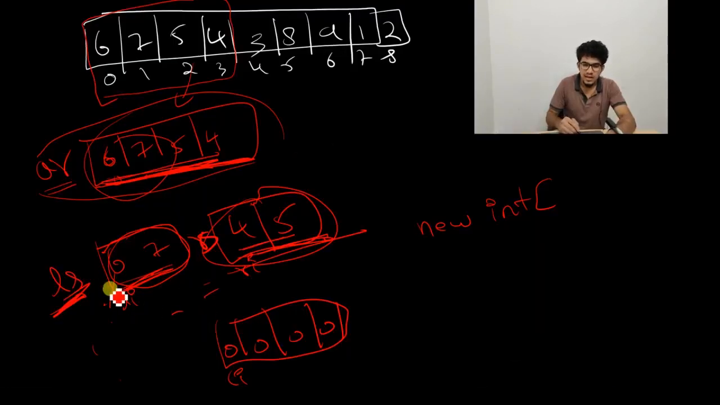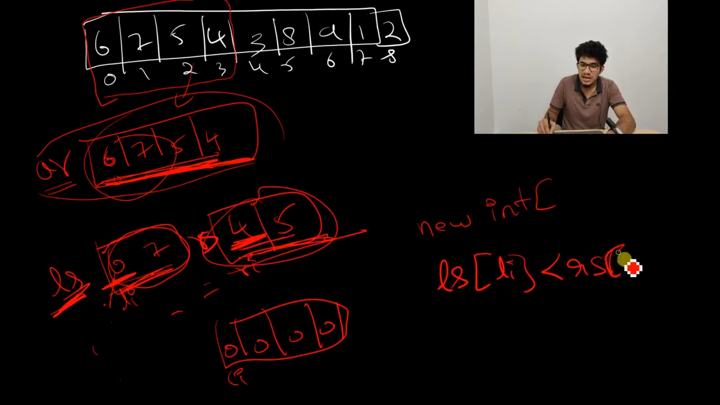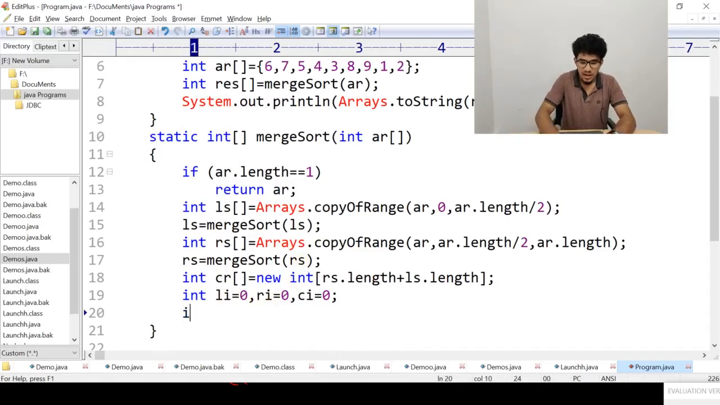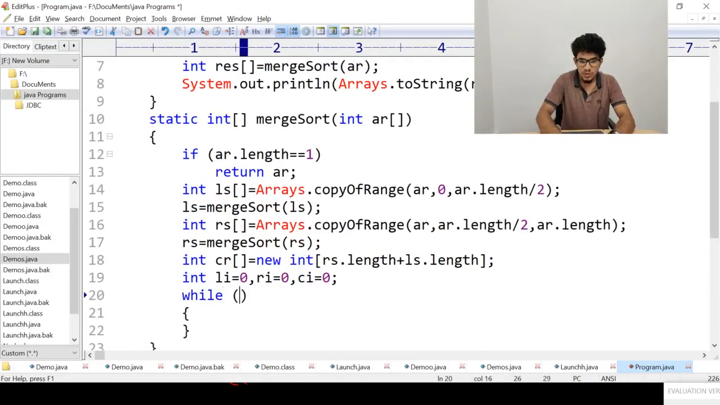Then I have to check, because I'm merging, is 6 smaller or 4 smaller. So from the left side li index, is it smaller than the right side ri index? I have to write a while loop, because until some condition is true I have to check whether li is less than left side dot length, and ri is less than right side dot length. When both conditions are true, then see what to do.